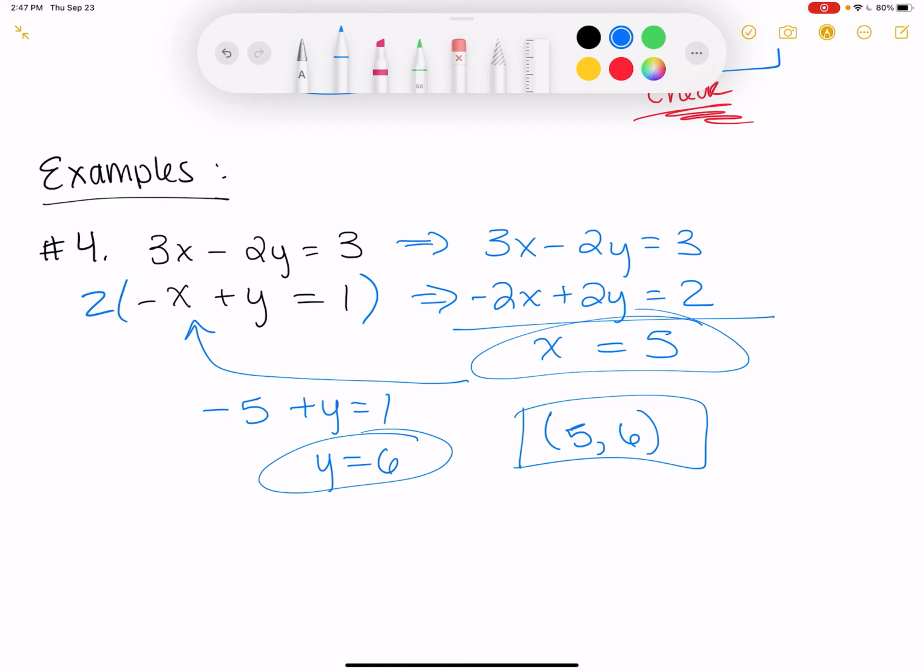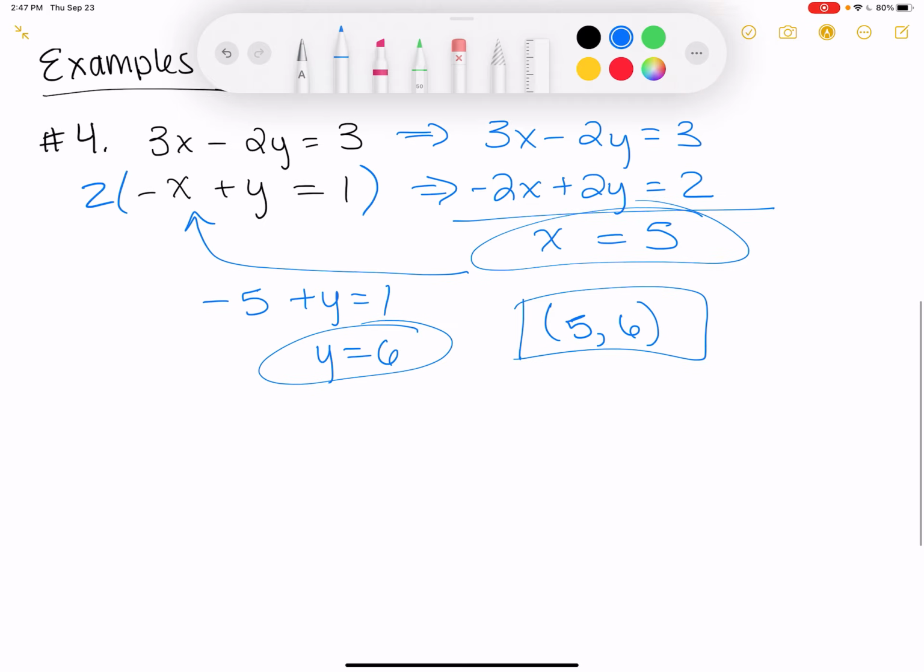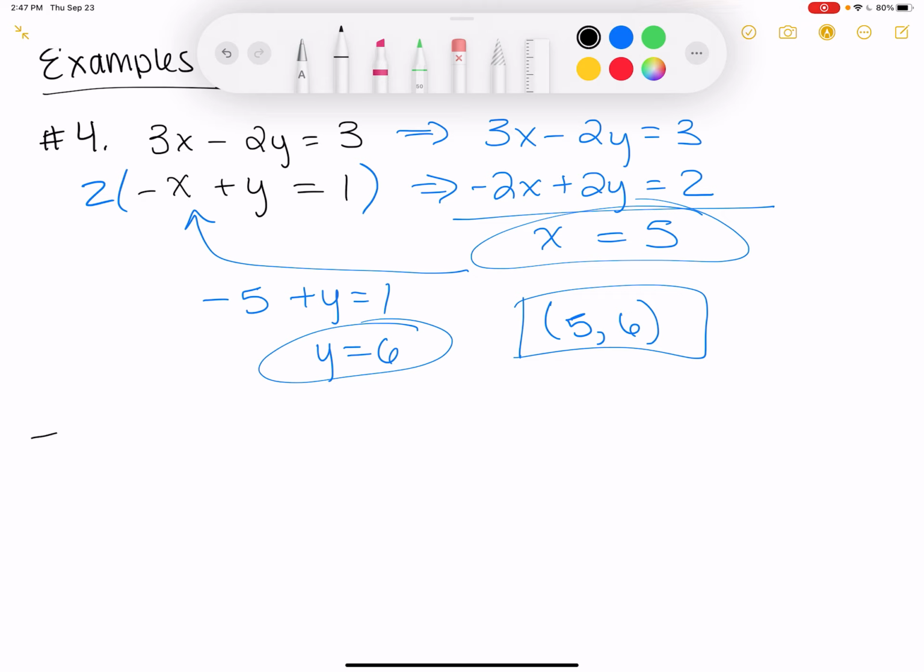There may be an occasion where we get to some where there's nothing that you're able to multiply one of them by in order to make it look like the other one. So you may have to multiply both equations by something, and I'll show you those in a little bit, but we're going to do one or two more of this kind first before we do that.